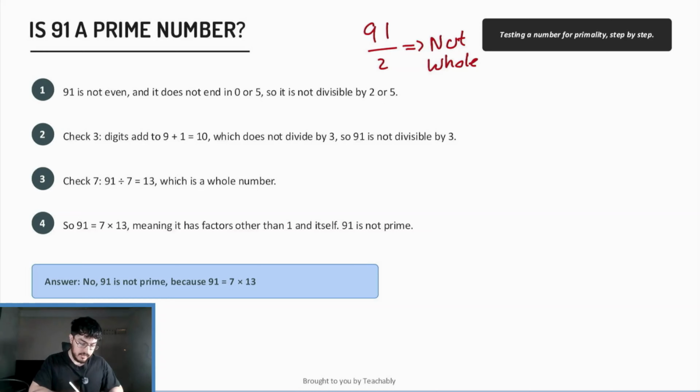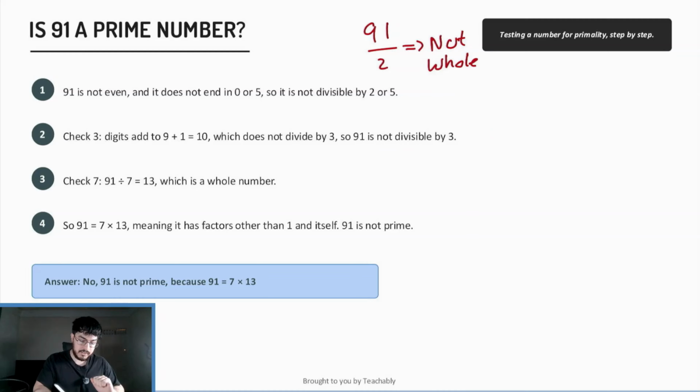Okay, now we can check 3. So the digits add: 9 plus 1 is equal to 10, which does not divide by 3. So 91 is not divisible by 3. And again, these are little tests we can run, okay? Because if we add the digits of a number and we can divide the sum by 3, then 3 is a factor of that number. In this case, it is not the case, and therefore we can't divide 91 by 3.